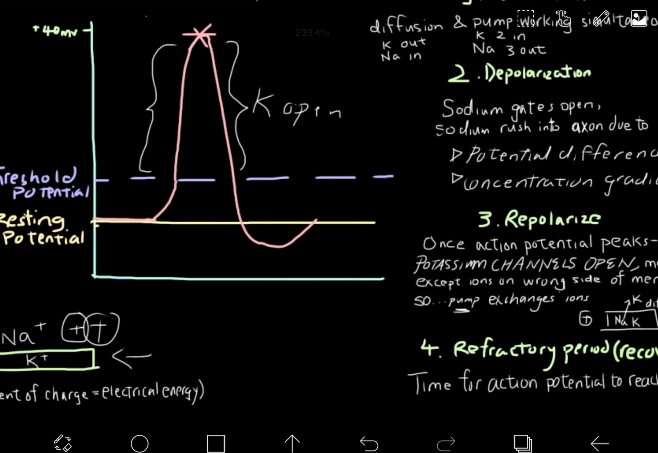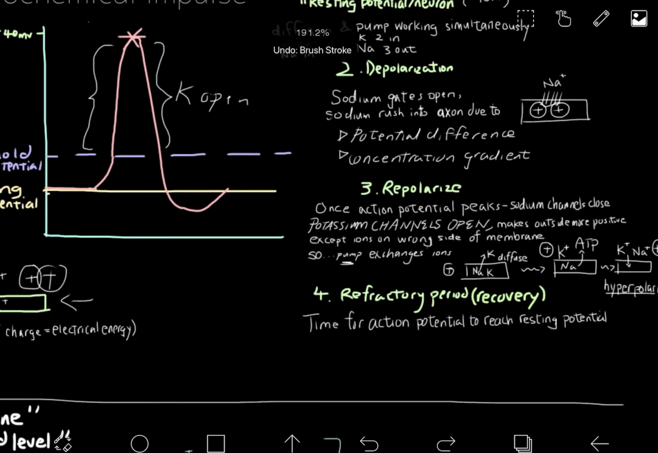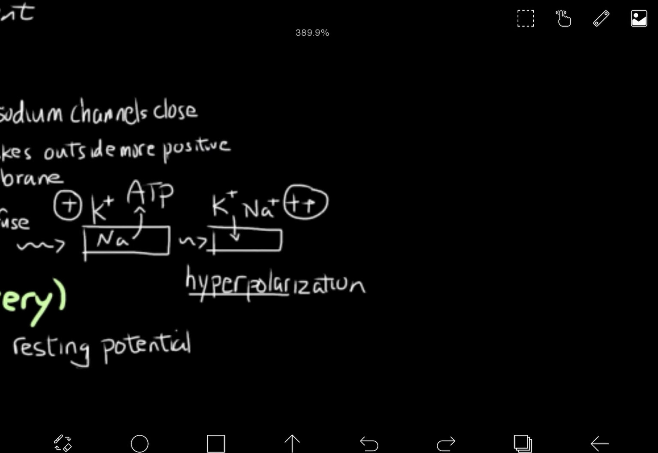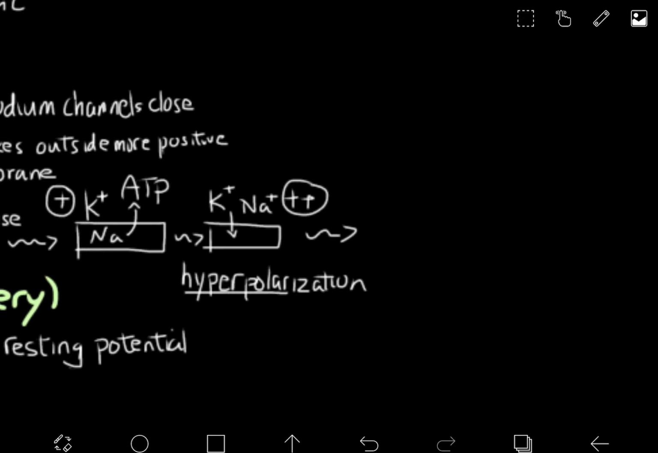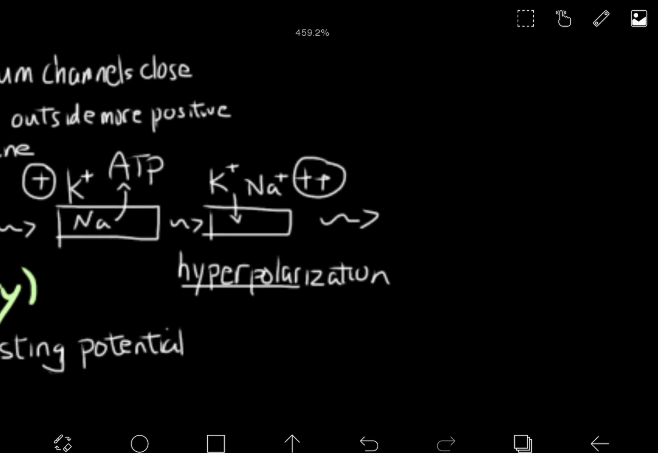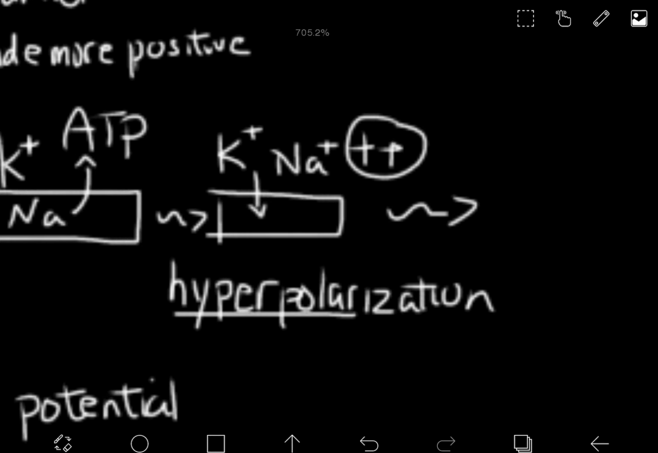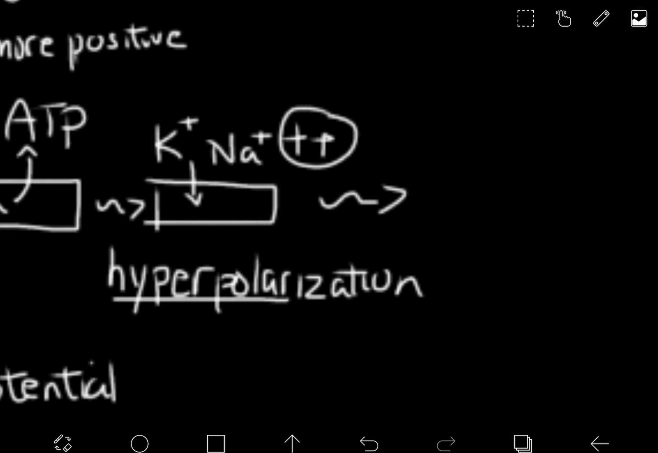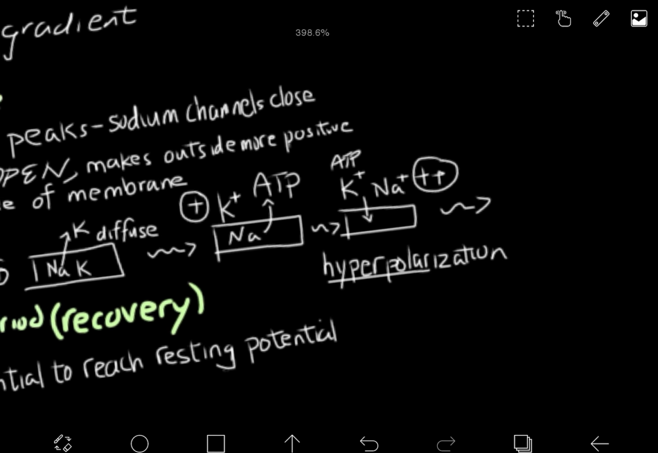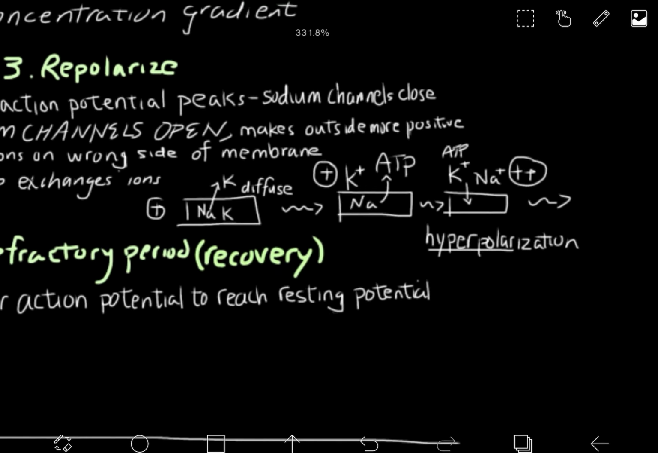Hyperpolarization on the graph is this part. So once you bring the potassium inside, because you don't want it hyperpolarized, you will get back to your resting potential. And potassium getting inside will be using ATP. And I'll show you how the pump and that diffusion process works in a bit.